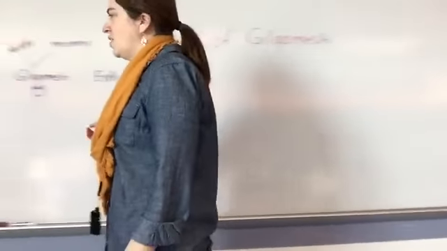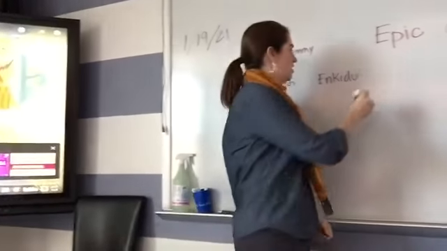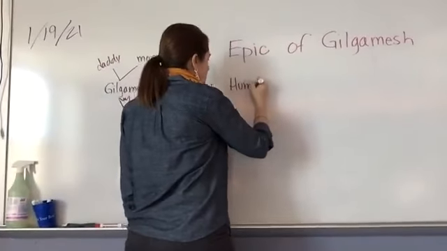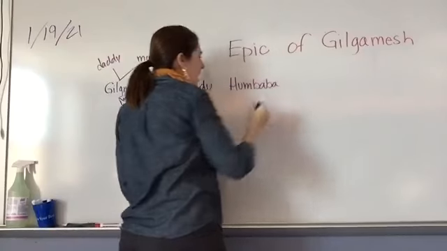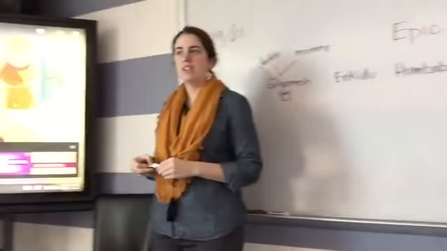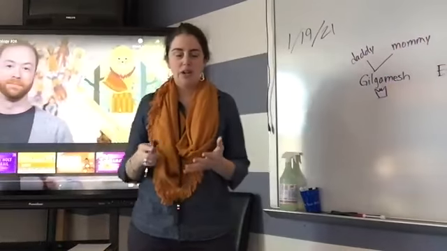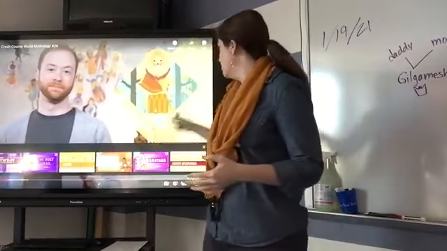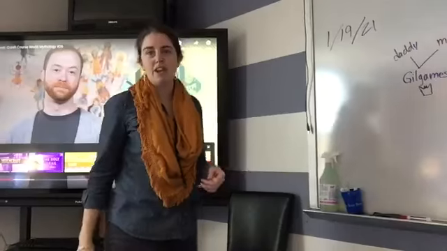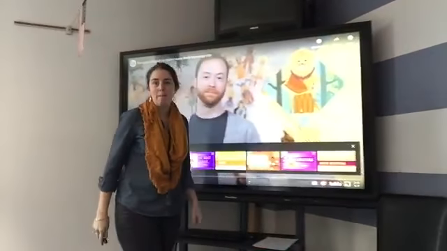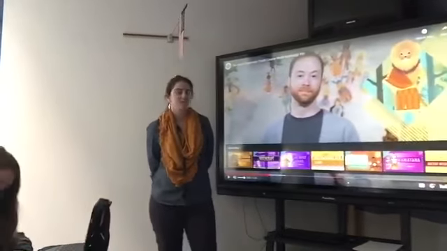Enkidu and Gilgamesh are going to fight this new character called Humbaba. And depending on which version of the story you read, he might be part lion, part snake, part something that flies. He's kind of a mishmash of species. You can make him some kind of scary thing.